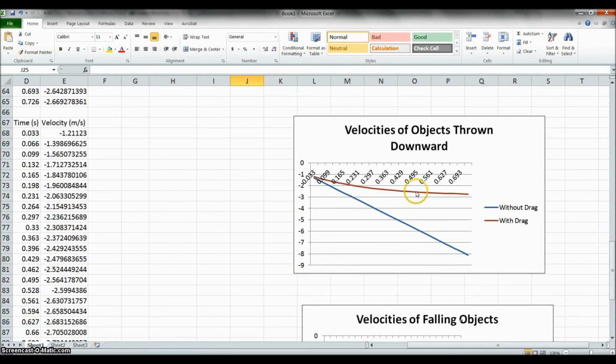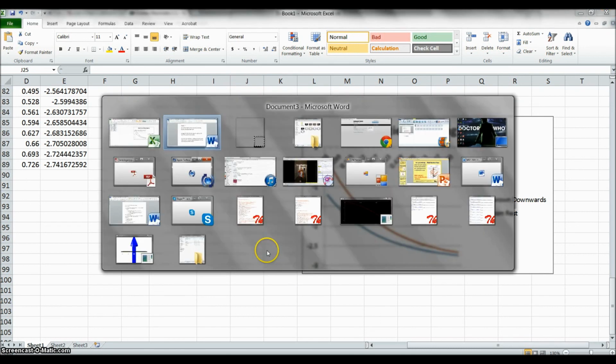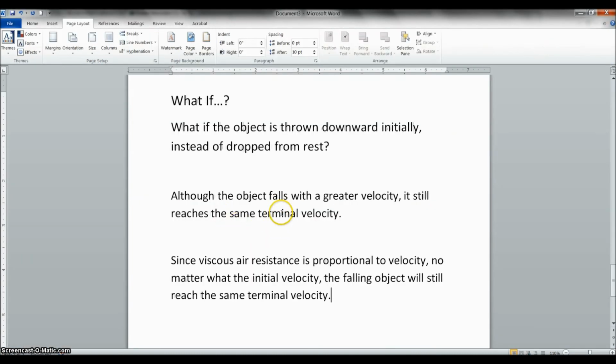Actually, I'm going to show on another chart the velocity, whether it's thrown downwards or whether it starts from rest. What we see is that they both approach that same terminal velocity value. The reason for that is that viscous air resistance is proportional to velocity, no matter what the initial velocity is. So the falling object still reaches the same terminal velocity, or the same velocity where air resistance balances the force of gravity.